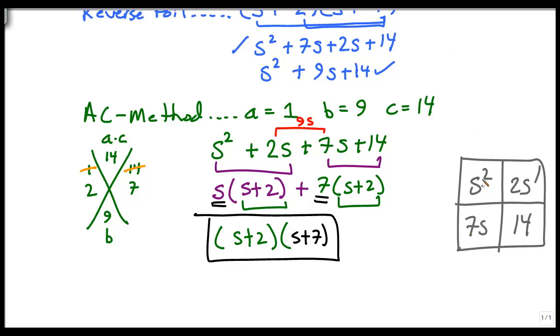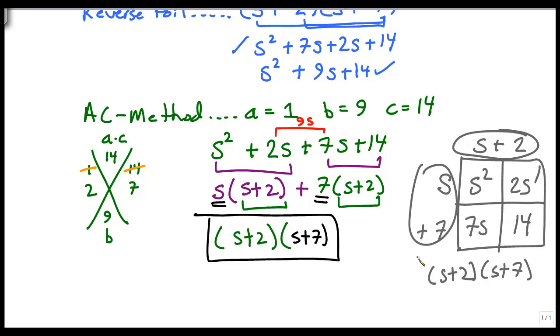So GCF in the first column is s. GCF in the second column is a 2. GCF in the first row is an s. Boy, those kind of look like 5s. And in my second one is a 7. Now everything is positive, so I'm left with s plus 2 times s plus 7.